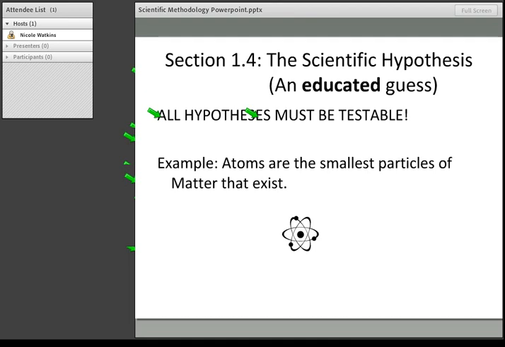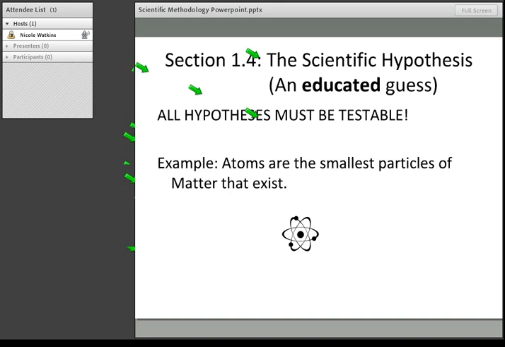So section 1.4 gives you the definition of what a scientific hypothesis is. And it is exactly what is stated here. It is an educated guess. A hypothesis is a concept that has yet to be verified, but if proved true, would explain certain facts about specific phenomena. Okay? All hypotheses must be testable. And we're going to talk about the principle that incorporates that meaning in a second.